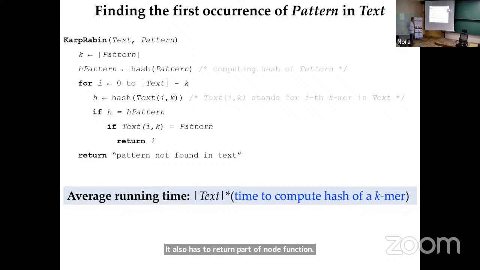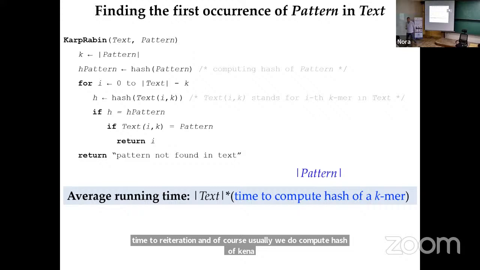Average running time of this algorithm, it's not yet the Rabin-Karp algorithm, just a preparation process: length of the text times the time to compute the hash of k-mers. So that's what takes time at every iteration. And of course, usually to compute the hash of a k-mer or the hash of the pattern, you need time equal to the length of the pattern, so k. So the average time will be text length times k.